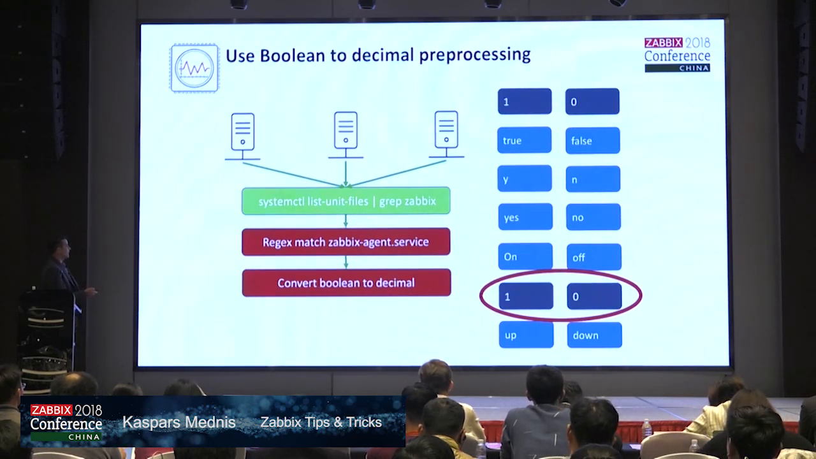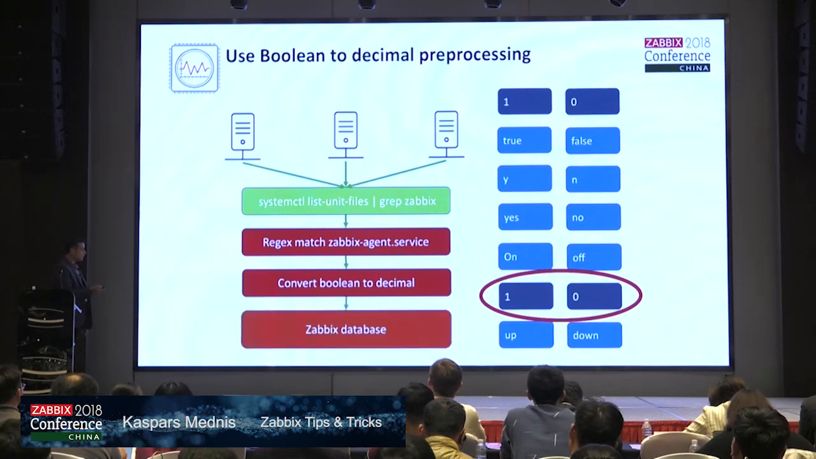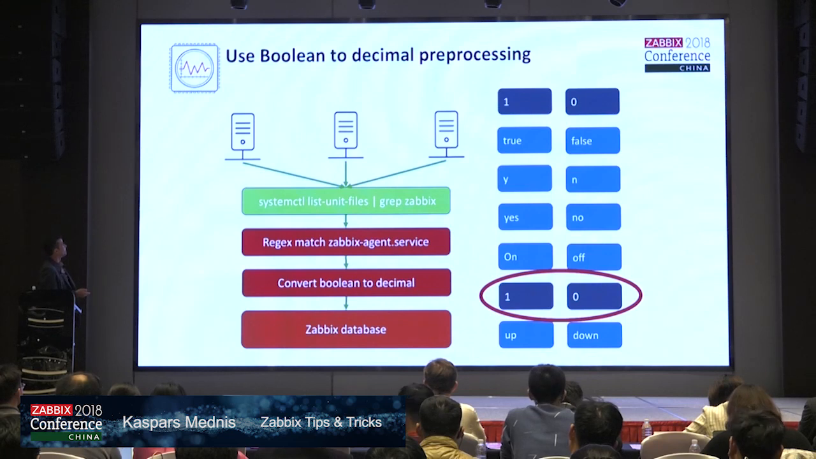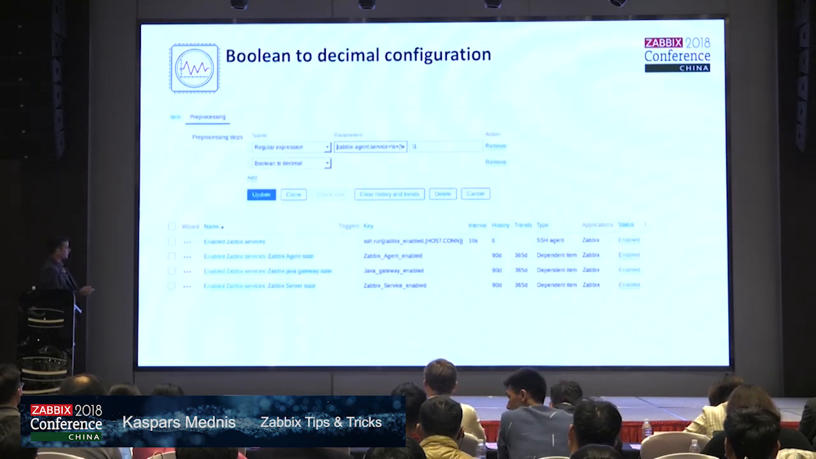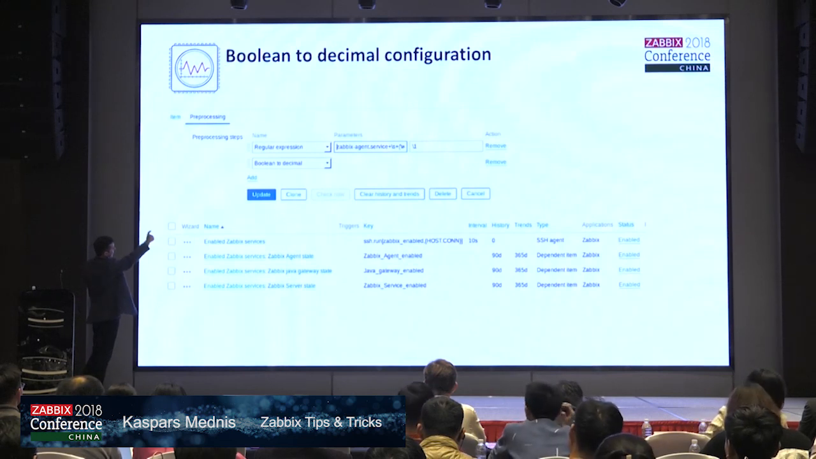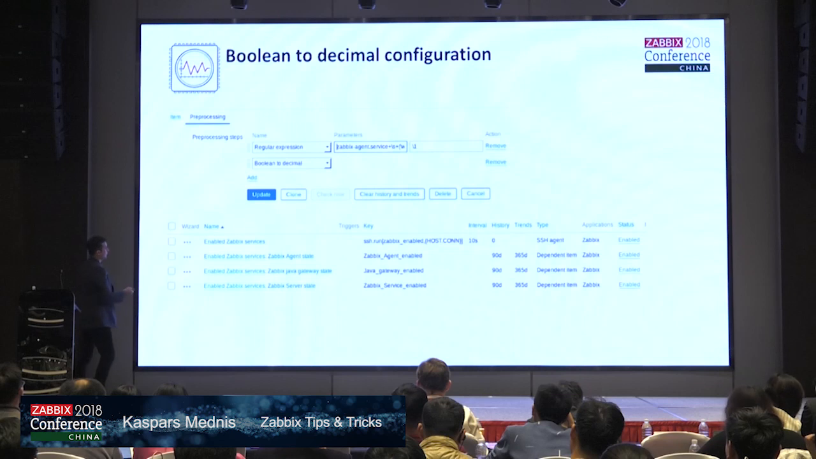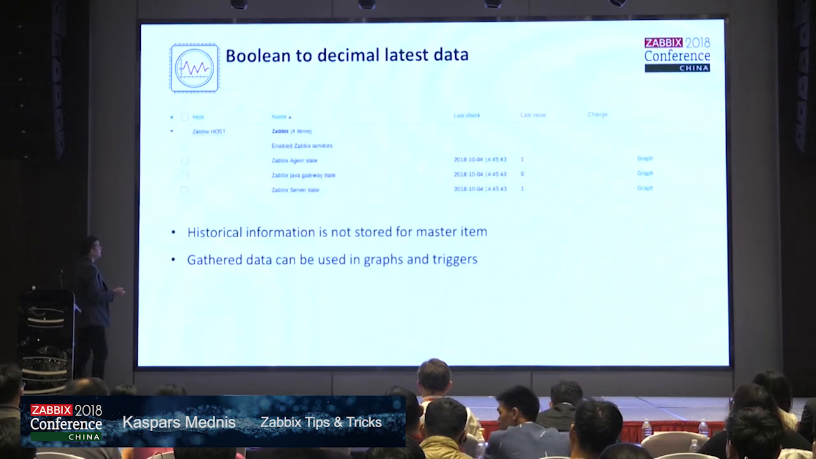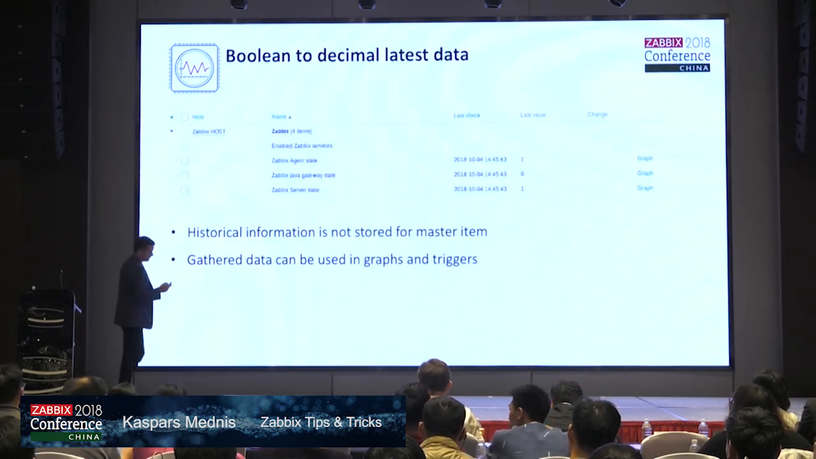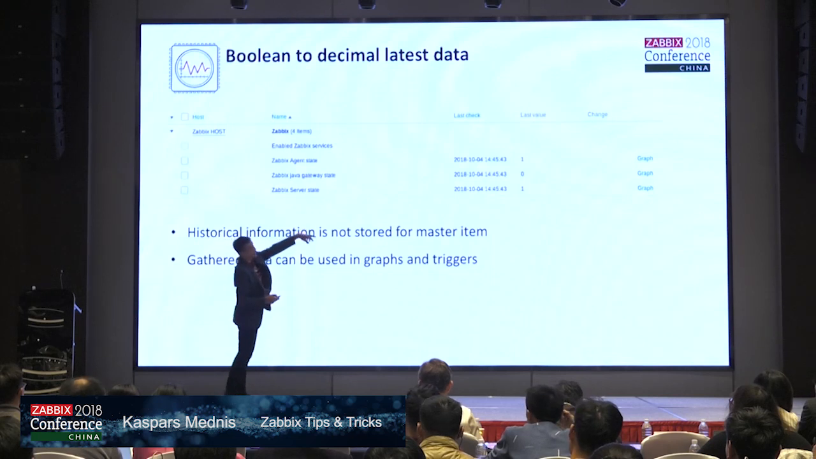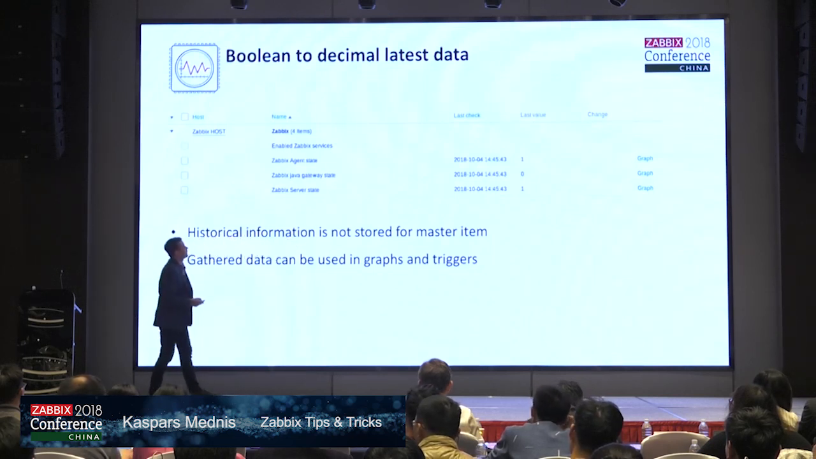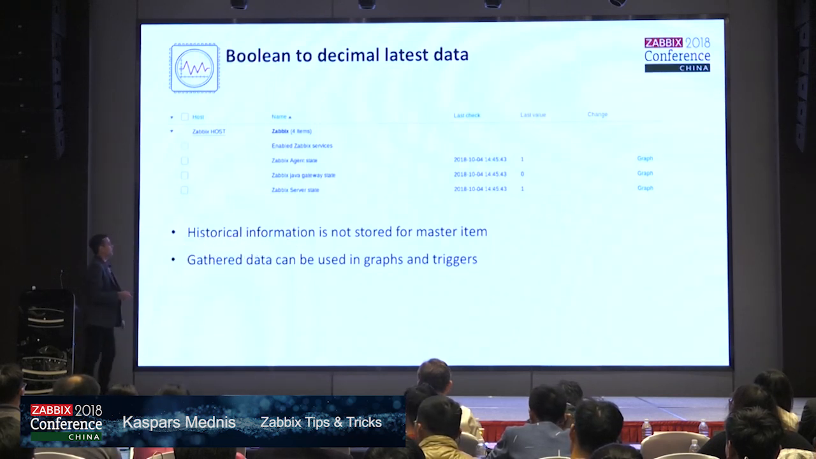So this is another efficient way to convert data. And here we go: regular expression to extract the service, boolean to decimal, here is the configuration, and here we have the latest data. Yes, 1, 0, 1. Not enabled, disabled, but 1, 0, 1.